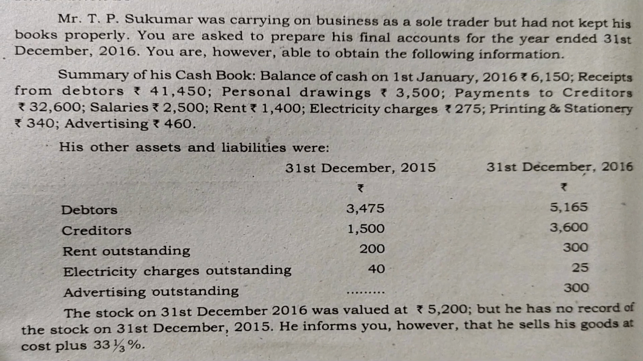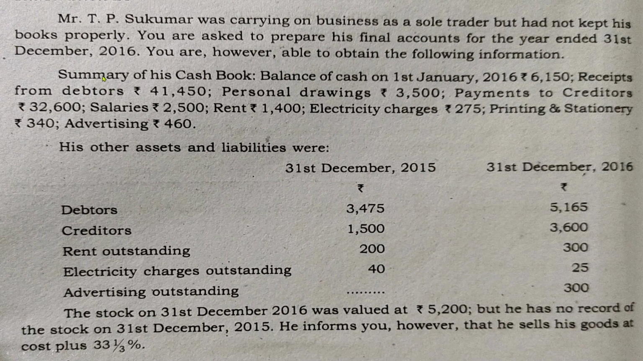Question. Mr. T.P. Sukumar was carrying on business as a sole trader but had not kept his books properly. You are asked to prepare his final accounts for the year ended 31st December 2016. You are, however, able to obtain the following information. So, with regards to this T.P. Sukumar, sole trader, usually in case of a sole trader and a partnership situation, you will come across a term known as drawings. There will be drawings in that situation. So let us go further with the question, and make sure whether there are any more adjustments.